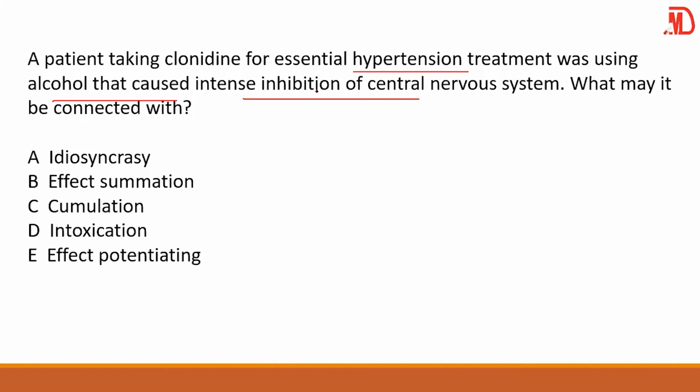Effect potentiation, where effect potentiation simply means the interaction between two or more drugs resulting in an increase in response greater than the sum of the individual responses to each drug. So basically, that's what it means. Taking clonidine and alcohol leads to effect potentiation, or a greater result than anticipated. So that's how they are connected. So here your answer is E.